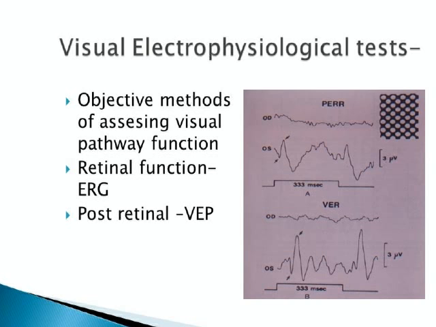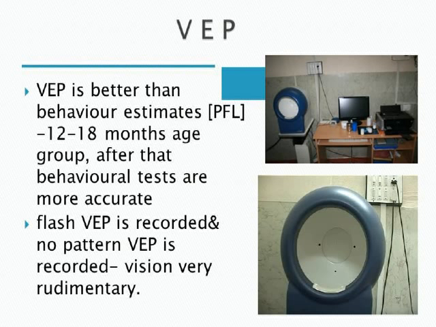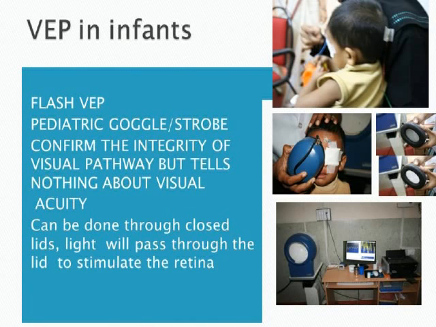It's important to have electrophysiological tests. The visually evoked potentials are objective, non-invasive tests which can detect visual impairment, whether the child is malingering, whether there is a delayed visual maturation. It can confirm and prognosticate visual loss in encephalopathies, hydrocephalus, comatose patients, cortical blindness, etc. VEP acuity is better than behavioral estimates. We can have a flash VEP or a pattern VEP. If the child responds to a good size pattern reversal VEP to 50-second size, that means a good acuity. In small babies and mentally retarded, flash VEP recording in infants is good.